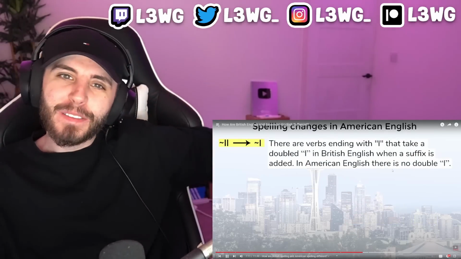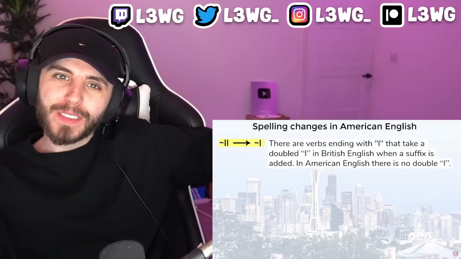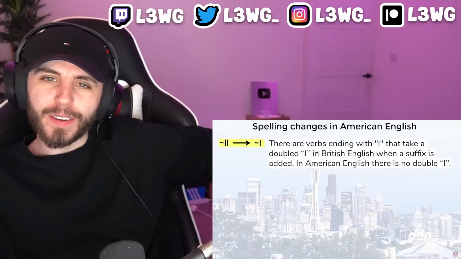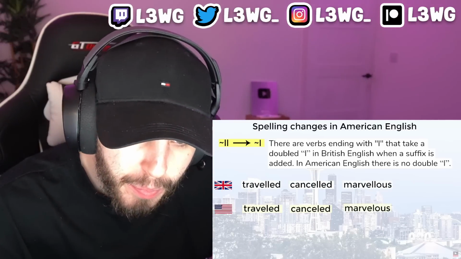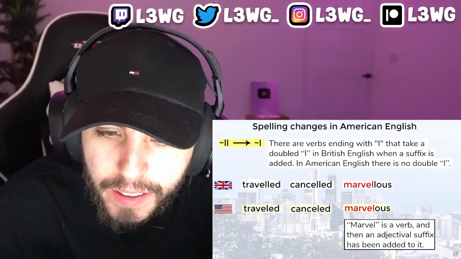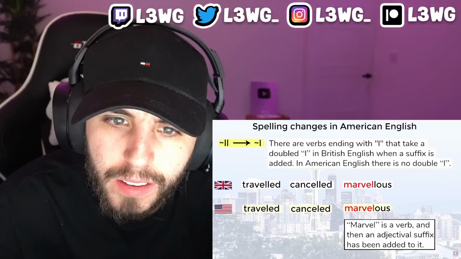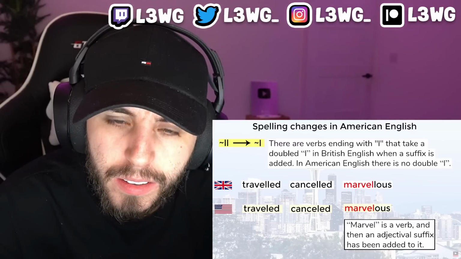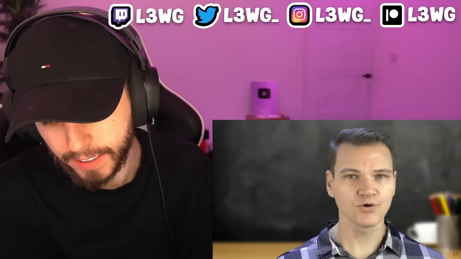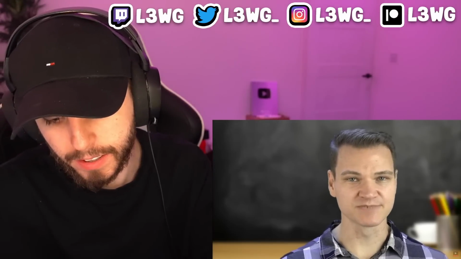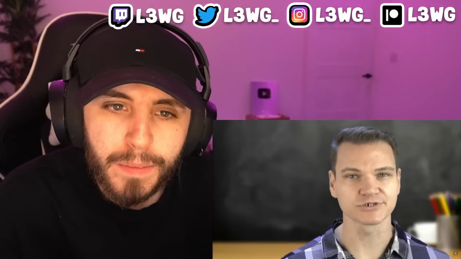There are verbs ending with L that take a doubled L in British English when a suffix is added. In American English, there's no double L. Traveled, canceled, marvelous. If you're wondering how the last one fits in with the others, remember that marvel is a verb, and then an adjectival suffix is added to it. Grammar. There are only very minor grammatical differences between British English and American English.